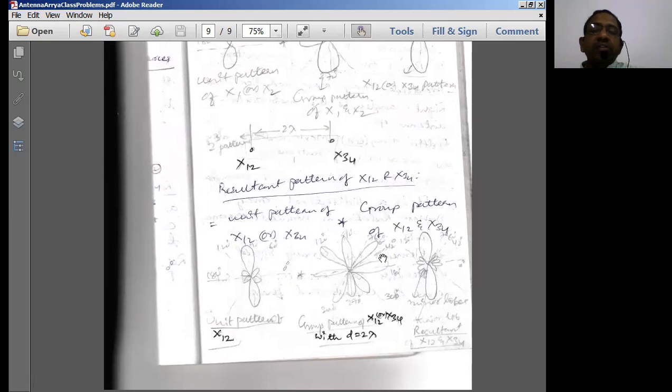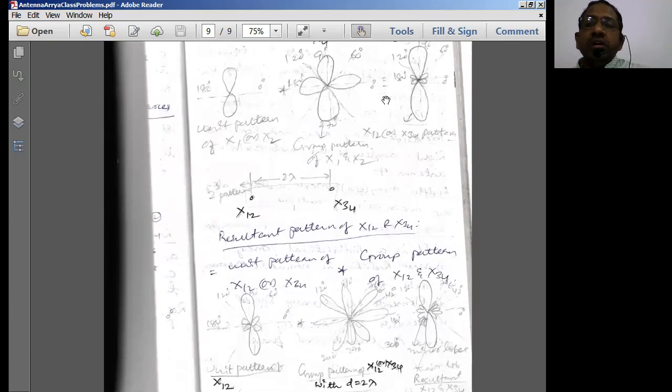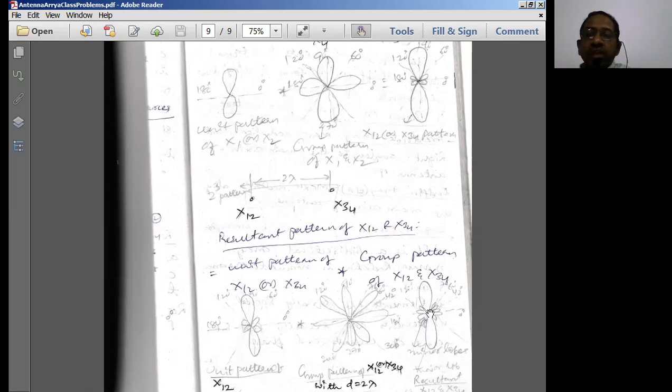Now, what is the effective resultant one? Finally, the resultant is going to be what? This is the group pattern of the first one, and this is nothing but the x12 or x34 pattern. Then what is the group pattern of these two? The separation is 2 lambda. What is the 2 lambda pattern? 2 lambda means we are going to get 2 power 3 patterns, so 8 patterns we are going to draw. When you draw these 8 patterns, then simply multiply these two. We are going to get these two kinds of patterns.